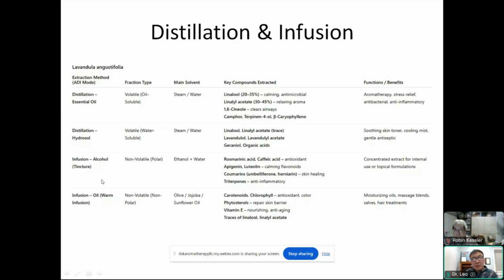And infusion, we talked about the alcohol. It's called a hydroalcohol extraction. That's pretty much what most people do. That means you're not using pure alcohol. You're using 40% or 80 proof alcohol. That extracts the water soluble and the alcohol soluble compounds. And with the oil, you are extracting the oil soluble compounds, like chlorophyll, steroids, vitamins. Those are great for skincare and massaging.